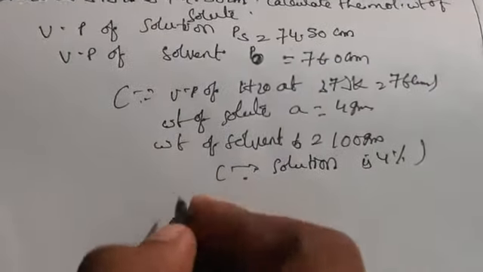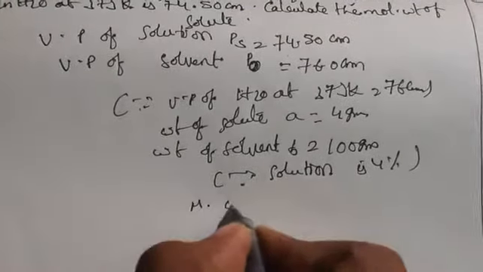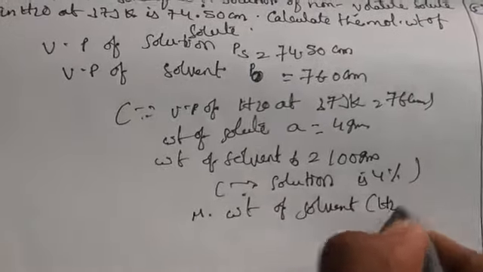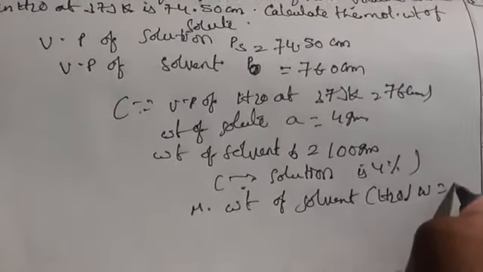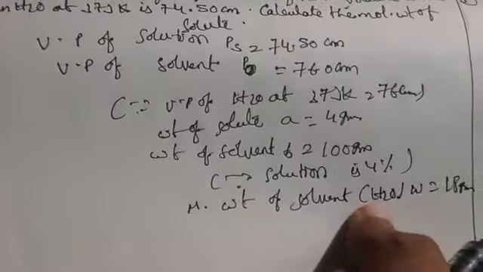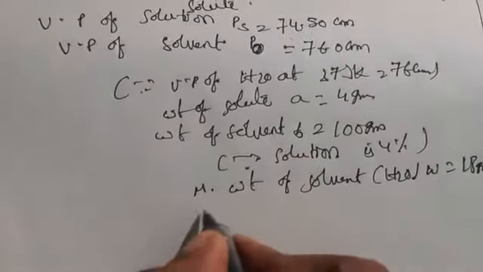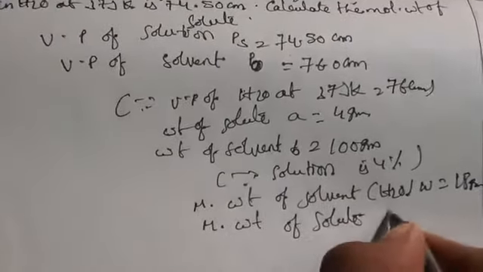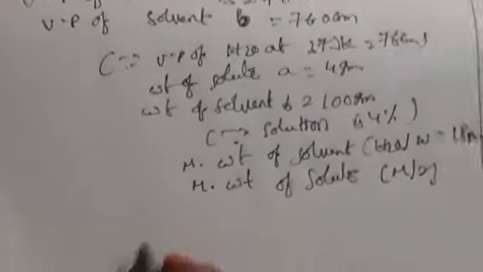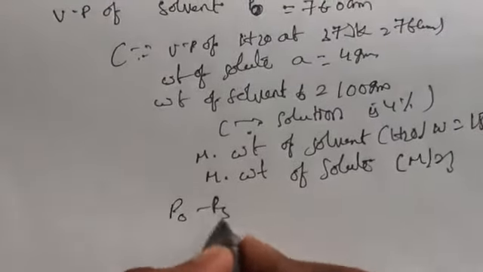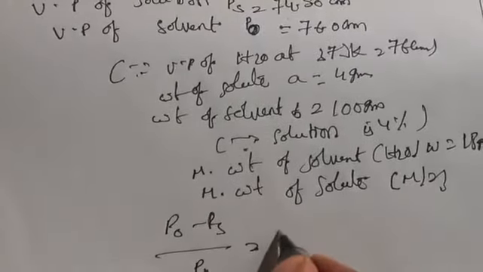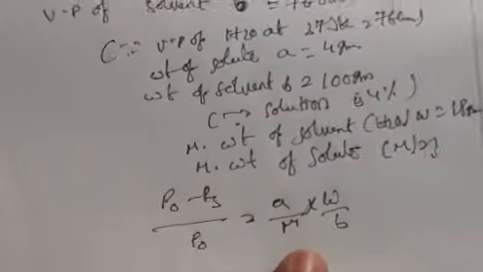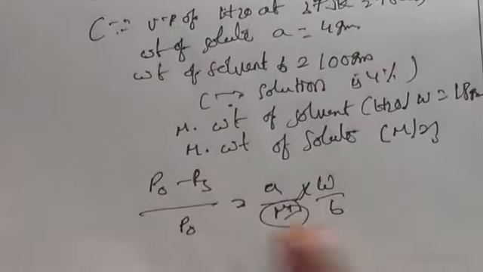Okay, so then the gram molecular weight of the solvent, that is H2O, W, is equal to how much? 18 grams. Why? Because 2 plus 16 is 18. So we are told to calculate the solute, which means we have to calculate M here. So what is the formula? (P naught minus PS) by P naught is equal to A by M into W by B. M we have to calculate here.